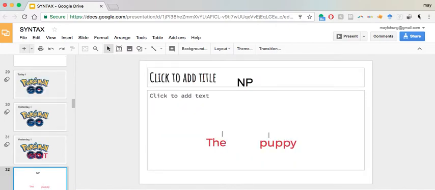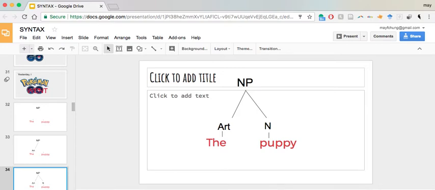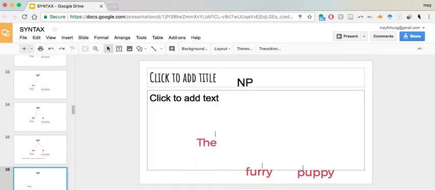All right, so let's go back to our syntax trees. In order to make a noun phrase, you would split it up into your article, which is the, and then puppy, which is a noun. So there we have a noun phrase. Notice that the noun phrase must always consist of a noun. You can have a noun phrase without a noun. So what if you had something like the furry puppy? How would you do that in this binomial, which means two, these two trees? How would you split that up?